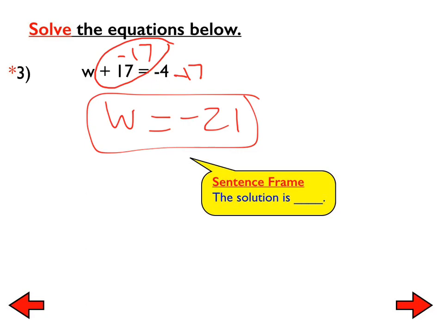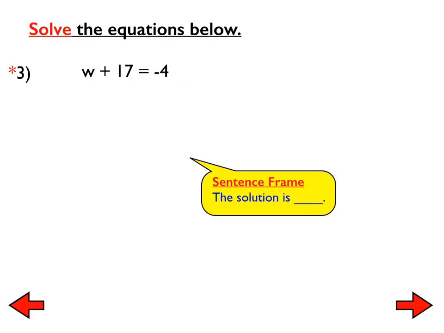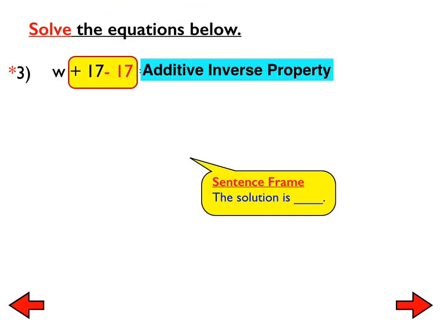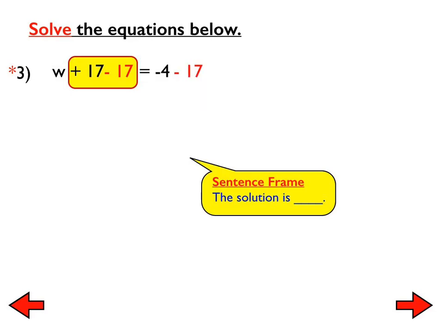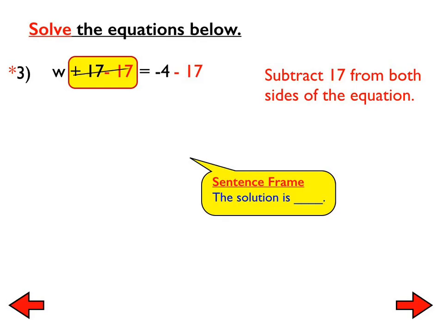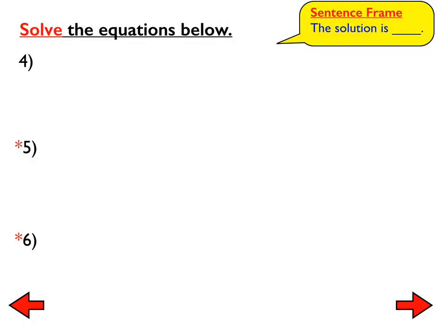So you're making sure that both of those numbers, plus 17 and minus 17, make 0. They're opposites, they're additive inverses. So we know that we're doing the right thing. So in this one, subtract 17 from both sides. We're using the inverse property, trying to create 0. And so the solution is w equals negative 21. All right. Now, let's take a look at number 4.